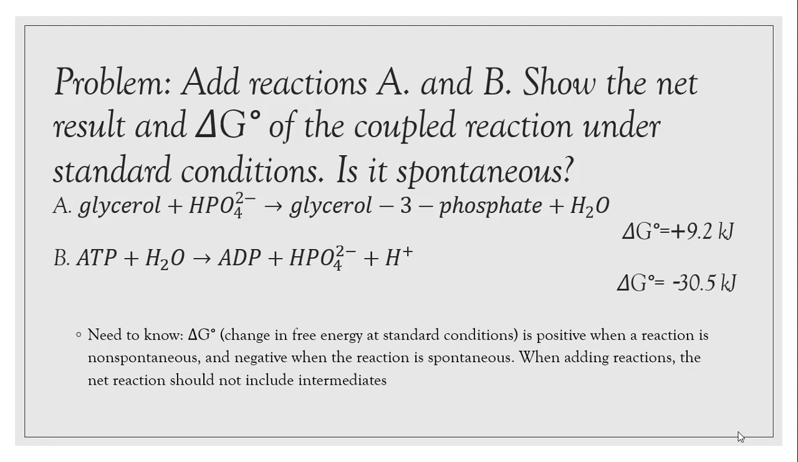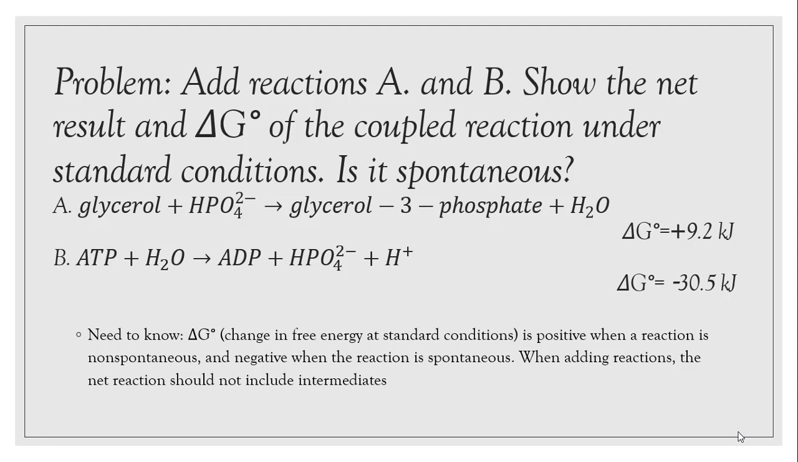Reaction A is glycerol plus hydrogen phosphate going to products to form glycerol 3-phosphate plus H2O. The delta G naught of this reaction is positive 9.2 kilojoules. Reaction B is ATP plus H2O going to products to form ADP plus hydrogen phosphate plus a hydrogen ion. The delta G naught of this reaction is negative 30.5 kilojoules.